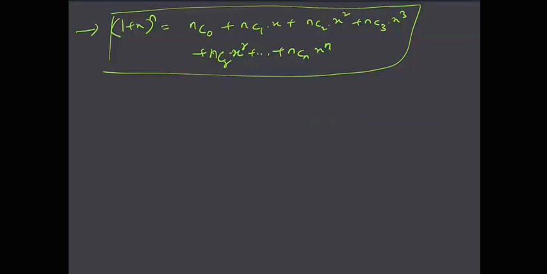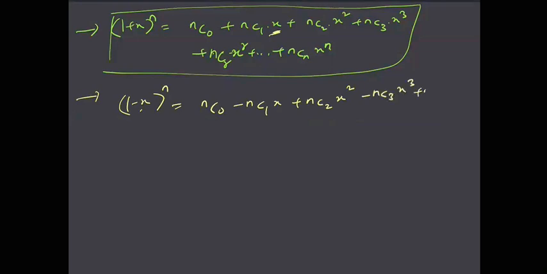Okay, so if I ask you for (1 - x)^n, then this will be just replacing x with -x, right? You replace x with -x in this equation: nC0 - nC1 x + nC2 x^2 - nC3 x^3 + nC4 x^4 and so on. You'll get (-1)^n nCn x^n. So this is the expansion of (1 - x)^n.